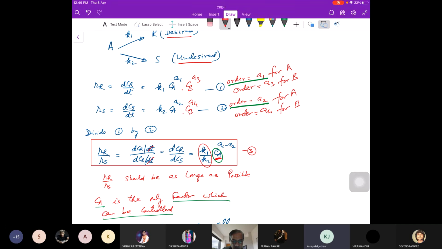समझ में आ रही बात? A1 may be greater than A2, but A3 may be less than A4. It's possible. So in this case I want maybe high of A and low of B. If A3 is more than A4, then I want high of B also. Depending on the order of reaction, I have to see कि क्या रखने का है, concentration of A high रखने का है कि B high रखने का है, दोनों high रखने का है, एक high रखने का है. Is that understood?